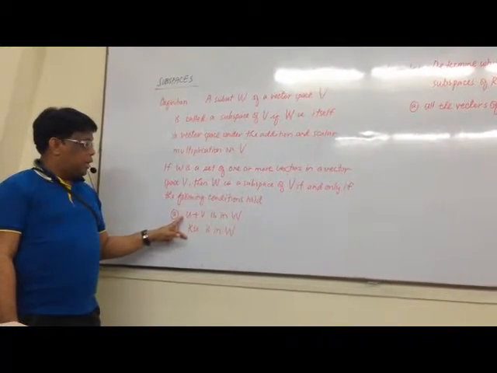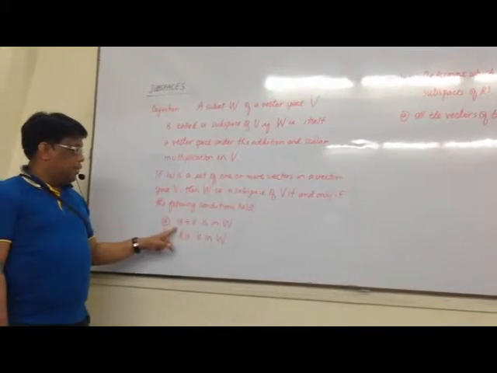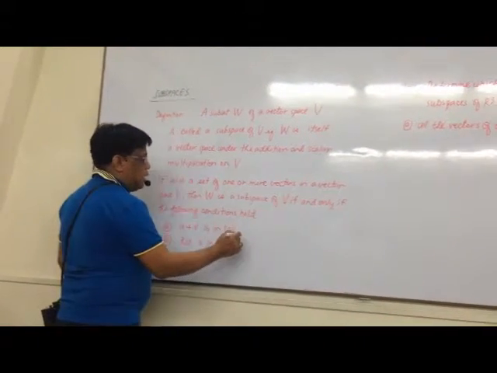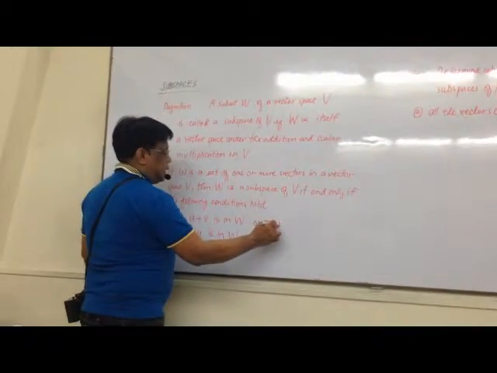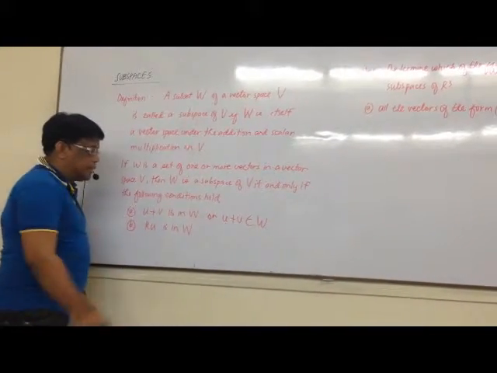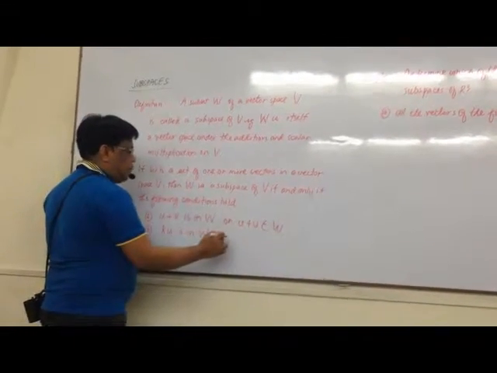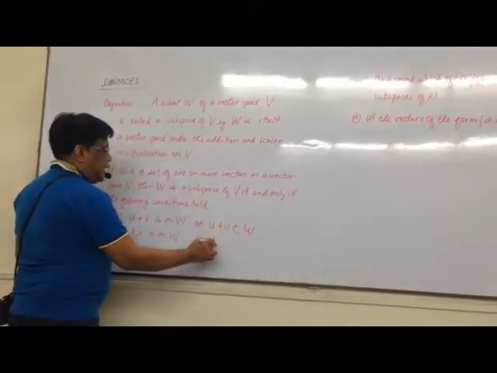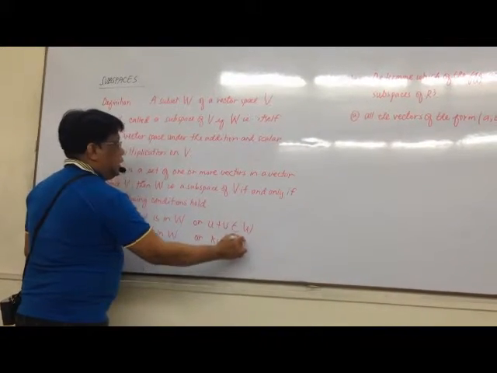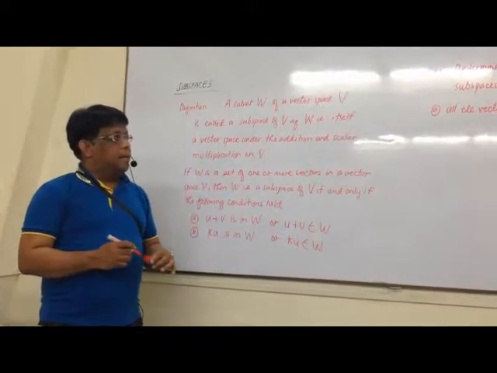So again, we have the vector addition and the scalar multiplication. The first one: u plus v is in W. We can also say that u plus v is an element in W. Then we have the scalar multiplication, which is k times u is in W, or we can also say that k times u is an element in W. Okay? So there are only two conditions now, class, to satisfy.